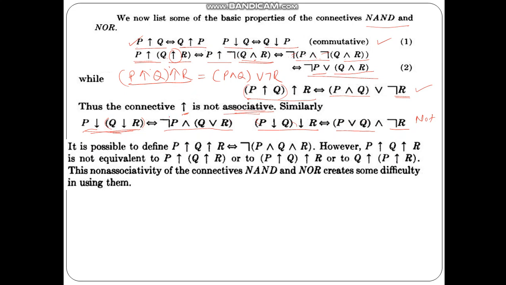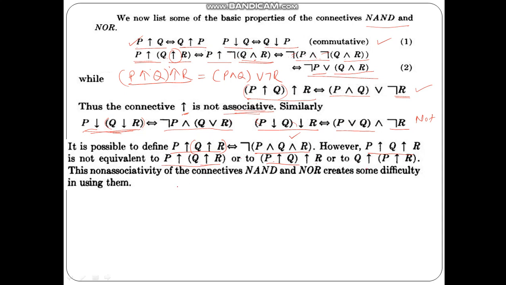Again, it is possible to define P NAND Q NAND R, if there is no bracket, as not of P and Q and R. At that time we cannot say that it is associative, because in associativity we have to consider the brackets, and we are not considering them here. However, P NAND Q NAND R is not equivalent to the one in which there is a bracket, and it is not equal to this one, neither this nor this.